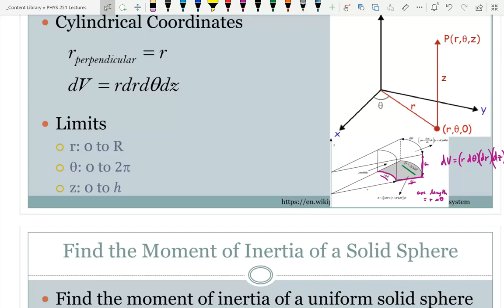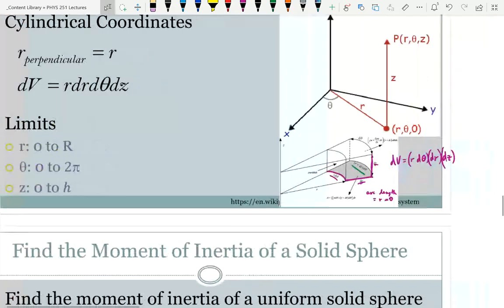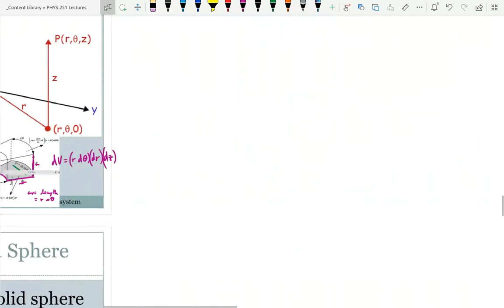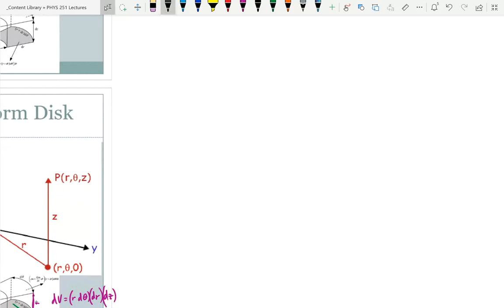Our radius goes from 0 to capital R. Our angle goes from 0 to 2 pi because you go around a complete circle. And our z goes from 0 to h. It's going to be an easier integral because of the limits. So let's do this. We're going to do IZZ again, the integral of r perpendicular squared dm, which is equal to a triple integral now.